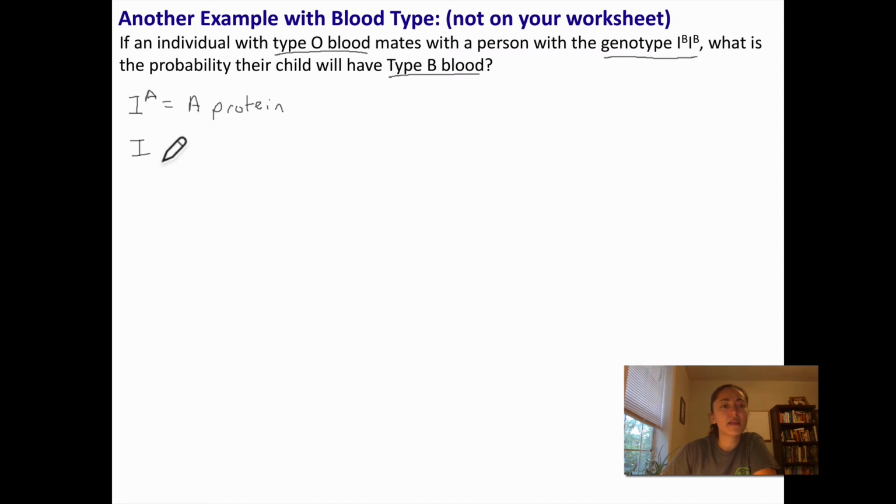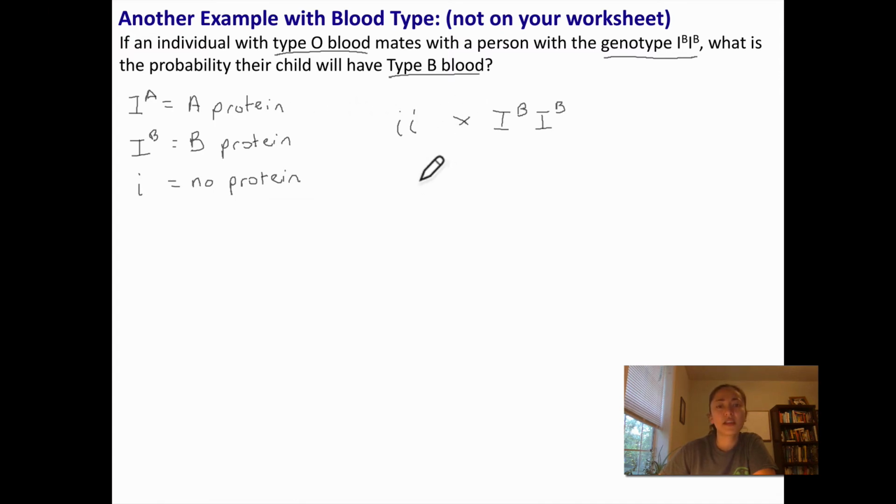We know IB makes the B protein. And if they have the gene little i, that variation, it doesn't make any proteins because it is mutated. What are the parents? Well, the one parent's type O. The only way to be type O would be to have two little i's. So we know that that parent has to be little i, little i. The other parent, they give us their genotype. What is the probability their child will be type B?